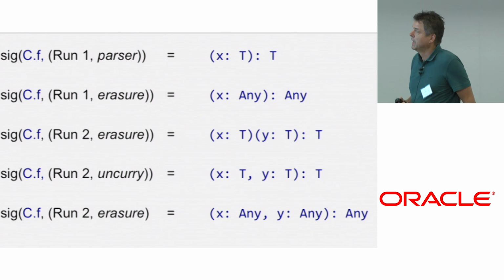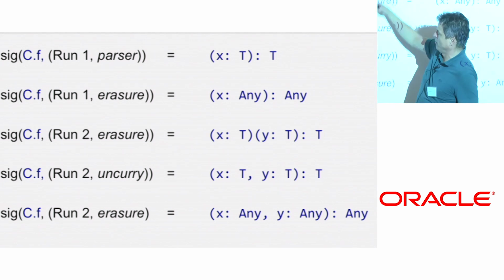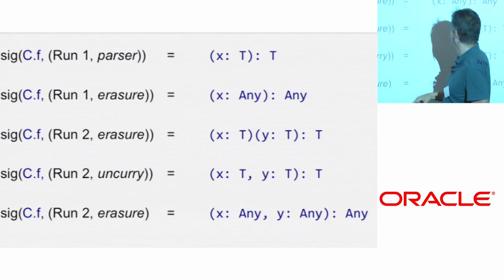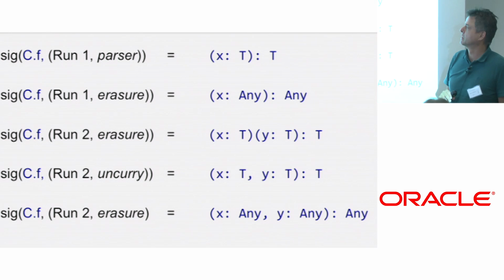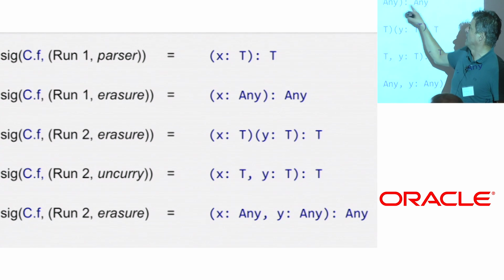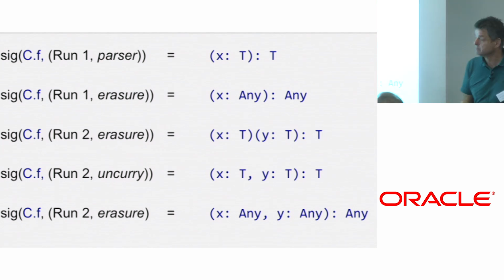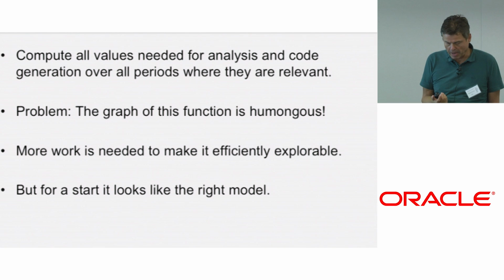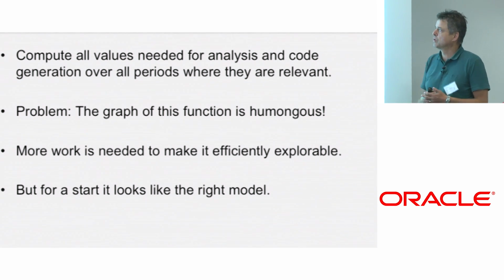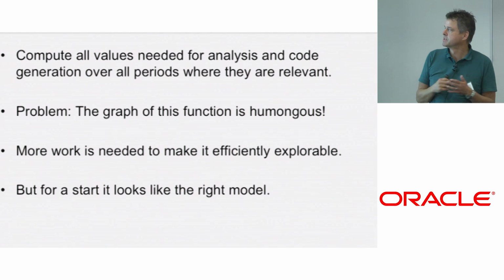So that means that if we look at the signature of c.f now, then we have actually a well-defined function. We just essentially give it the run and the phase, and that would give you the signature that you've seen before. So at run 1 in phase parser, you would have that. At phase erasure, you would have that. At run 2, you would have that, and so on. So the task of the compiler then is to compute all values needed for analysis and code generation over all periods where they're relevant. That's simple enough.